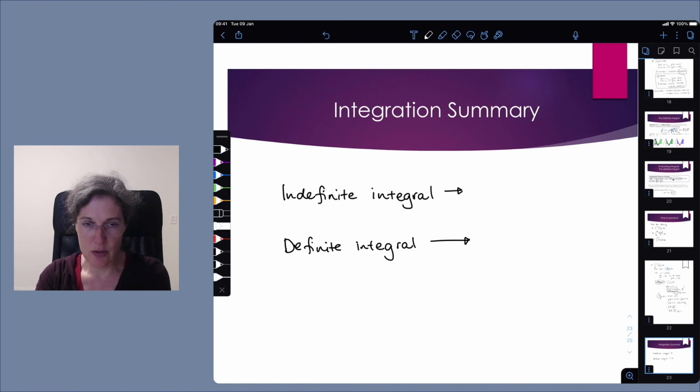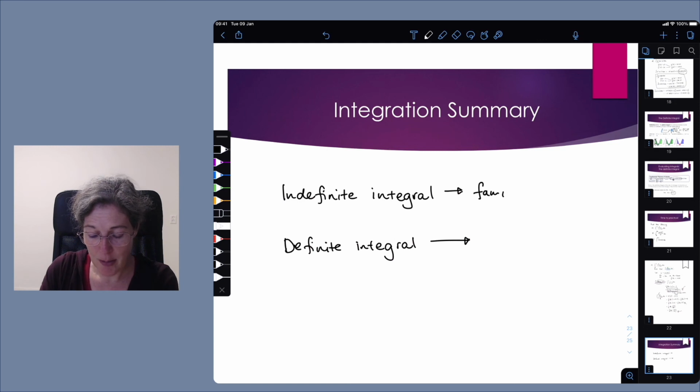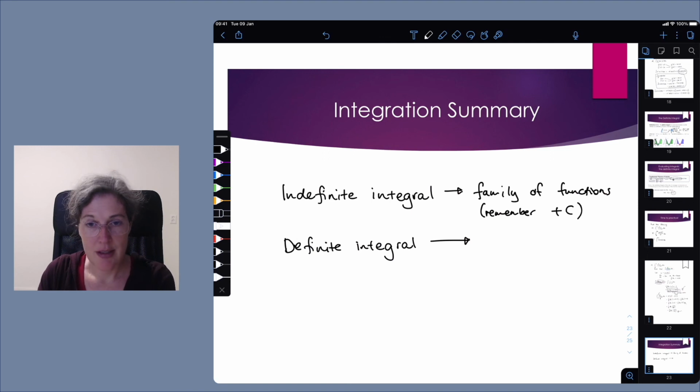All right, so I just want to give you a brief summary. So remember that the indefinite integral is really a family of functions. And the key thing here is you need to remember the plus c. The definite integral, on the other hand, is just a number.